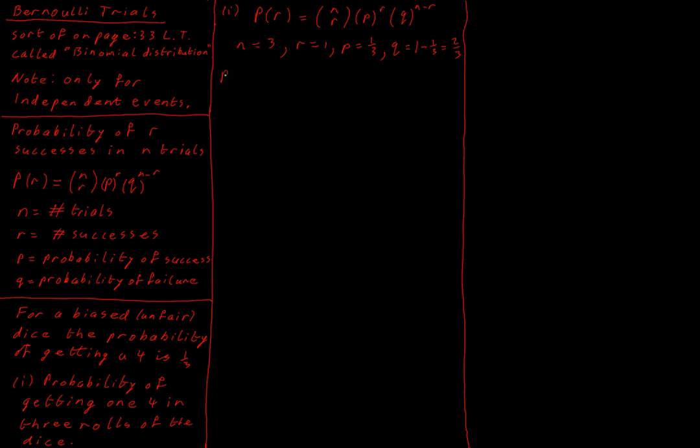So the probability of getting 1 four in our 3 rolls is going to be 3 choose 1, 3 trials, 1 success, multiplied by the probability of success to the power of 1, multiplied by the probability of failure, not getting a 4, to the power of 3 minus 1, which we could rewrite, just tidying it very slightly to make it clearer.